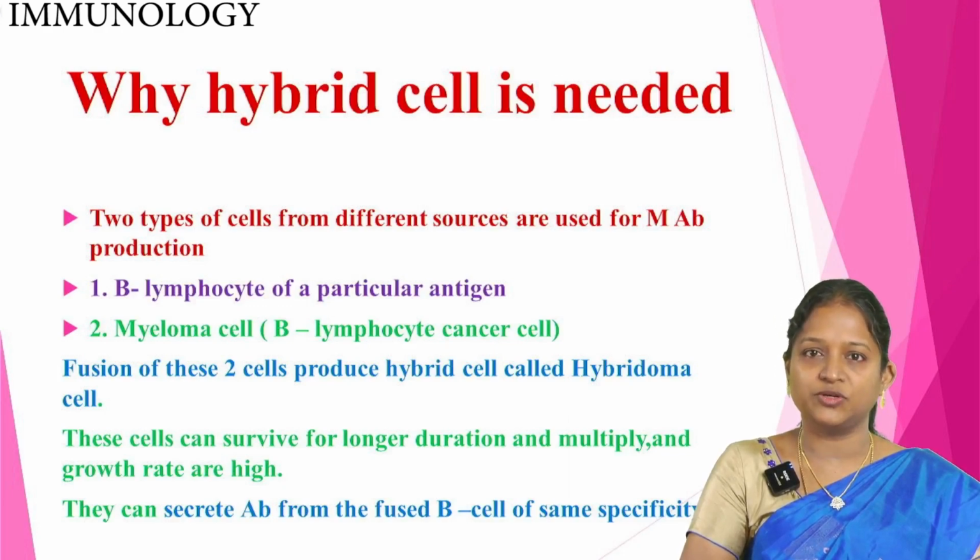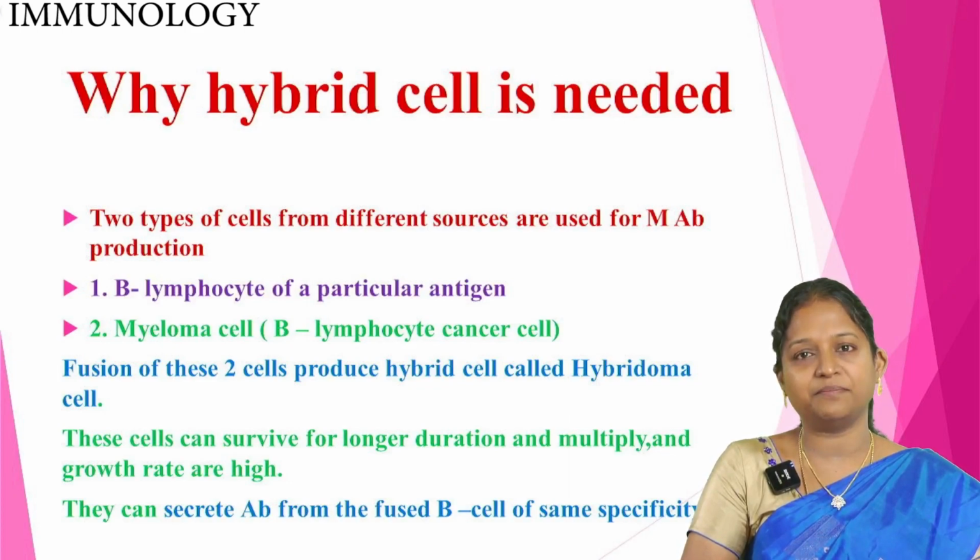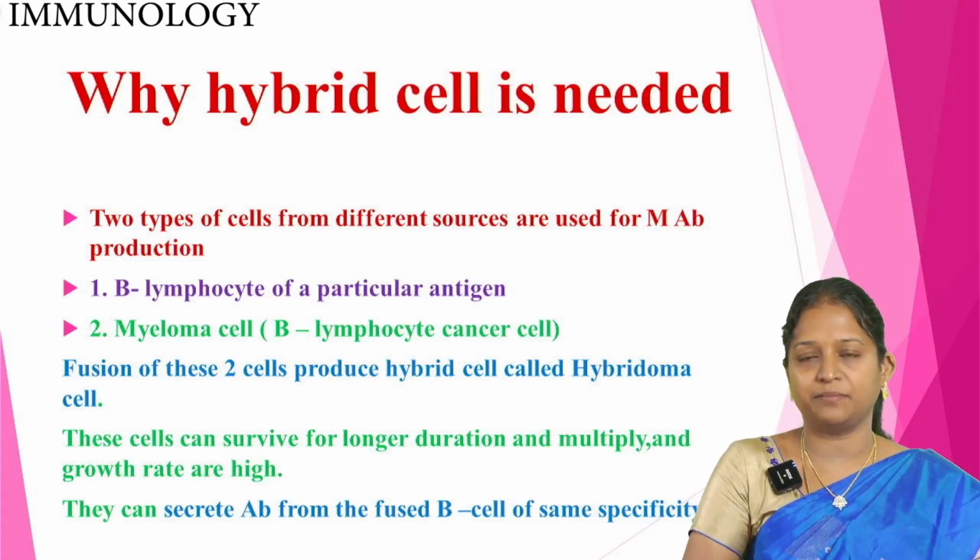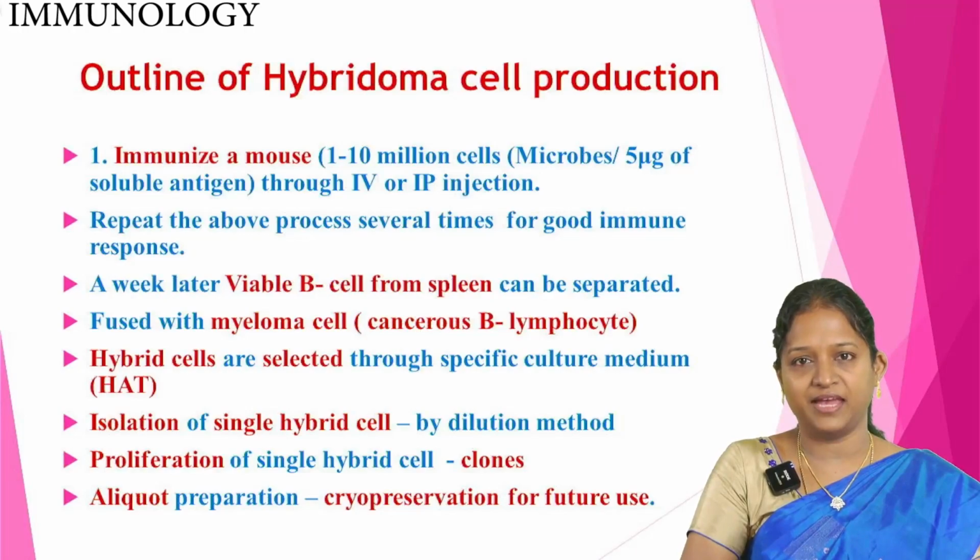Why do we fuse the B cells with the myeloma cell? The myeloma is a B cell which has already differentiated and became cancerous. So the gene expression for the production of antibodies is already present in myeloma cells. Only such cells can be fused to make a hybrid, and once the hybrid is made, it can be used in a culture medium to produce the monoclonal antibodies.